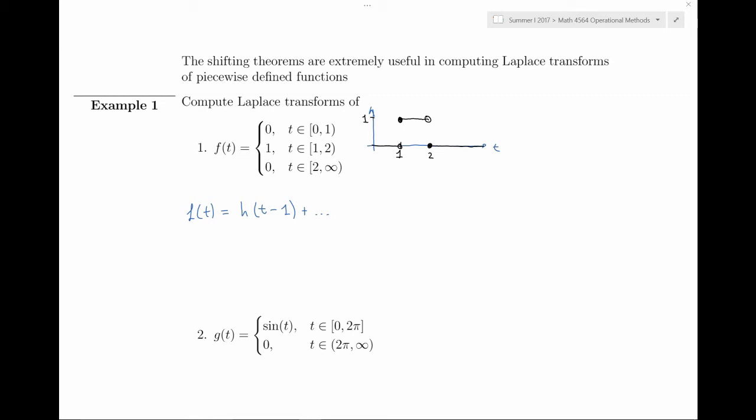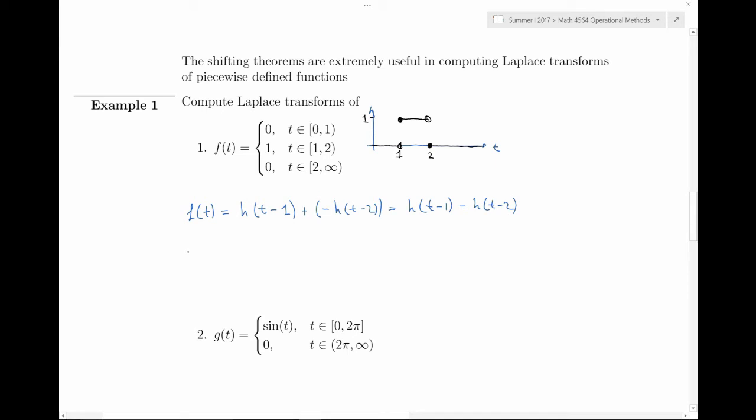So what I need to do is add a Heaviside function shifted to 2 and then multiplied by -1. So it's simply h of t minus 1 minus h of t minus 2. And that does the trick. This function will turn on, become 1 at 1, and then will turn off at 2. And I'll demonstrate it with Mathematica how it all plays out later on.